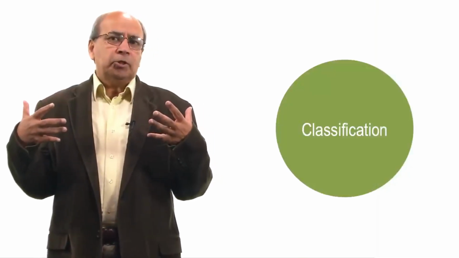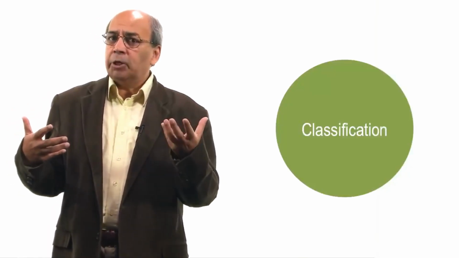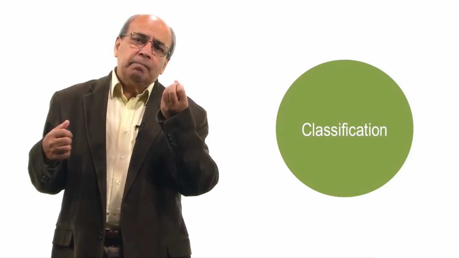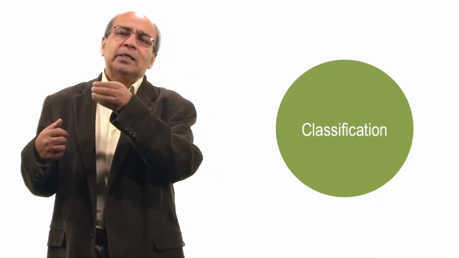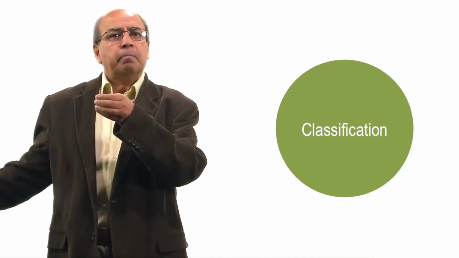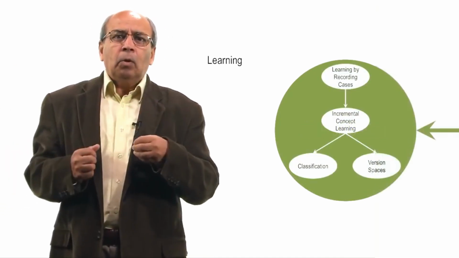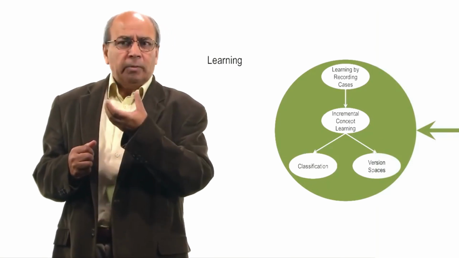Today we'll talk about one of the most ubiquitous problems in AI called classification. Classification is mapping sets of percepts in the world into equivalence classes so that we can take actions in the world in an efficient manner. We could learn these concepts through incremental concept learning.